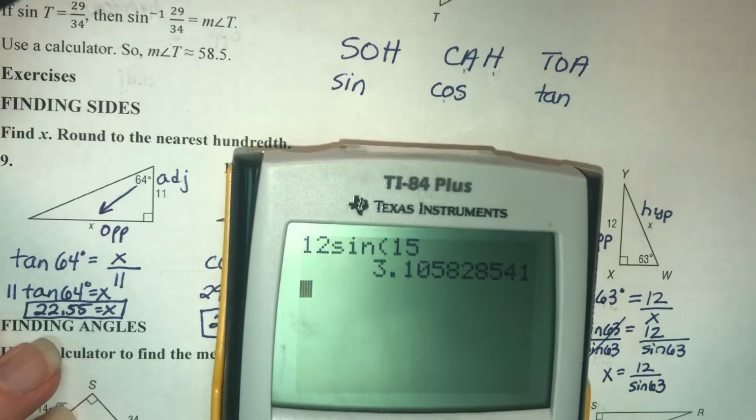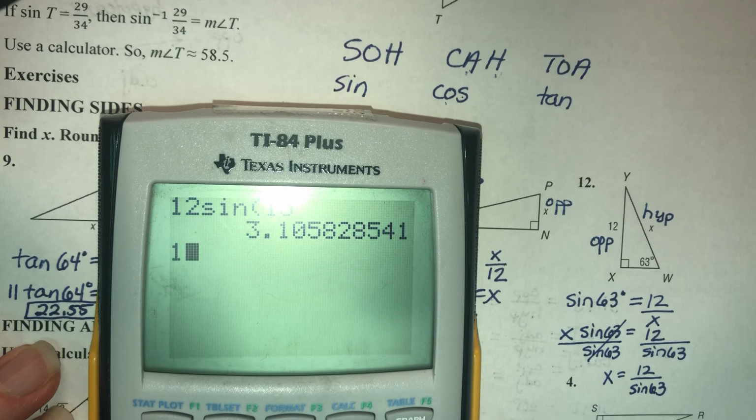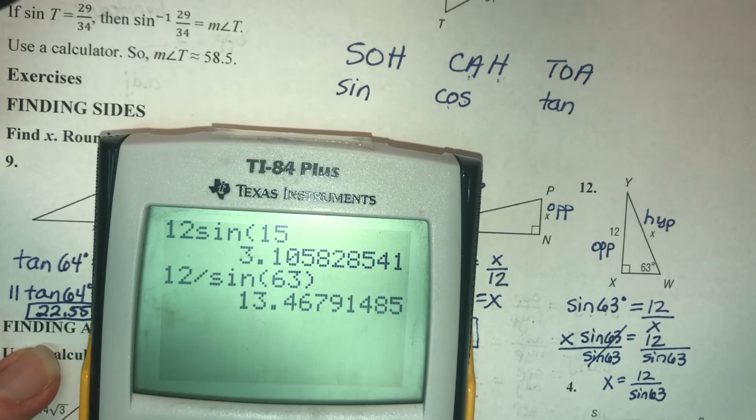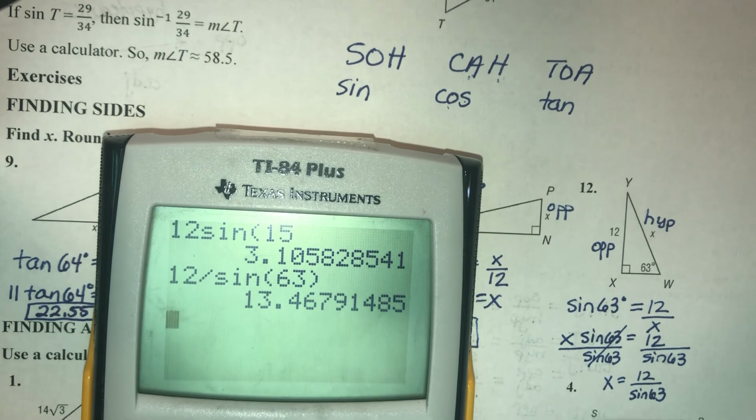And that's what I'm going to type in my calculator. 12 divided by the sine of 63. And that gives me 13.47. That's going to round to 13.47.